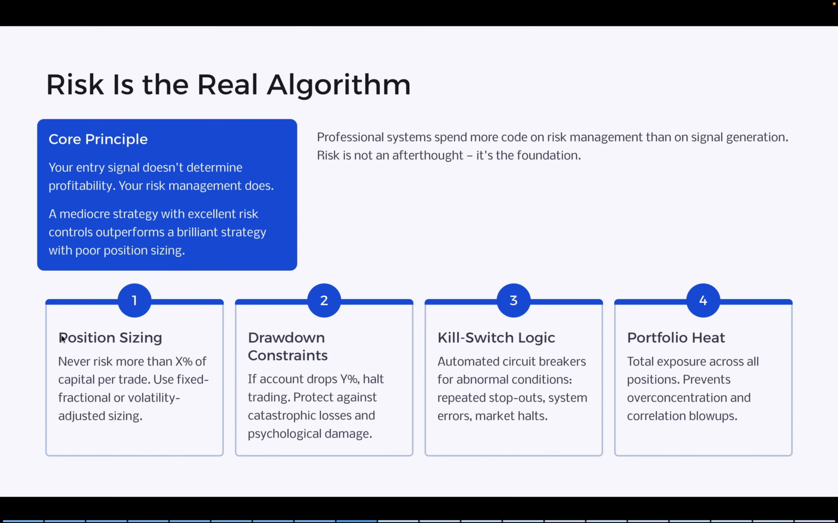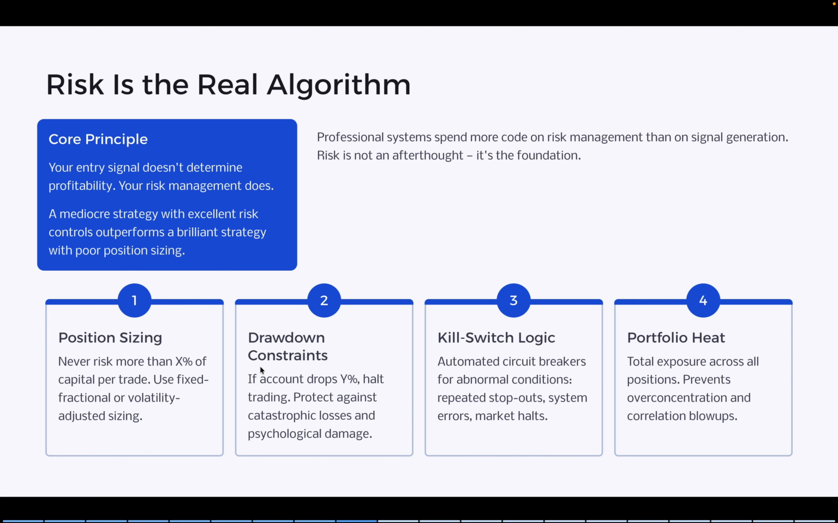So, for example, there are a few ways to manage risk, and a few of the important ways I've noted down here. So position sizing is the normal thing: never risk more than X% of capital per trade, and you can use fixed fractional or volatility adjusted sizing. Okay, and then there's drawdown constraints.